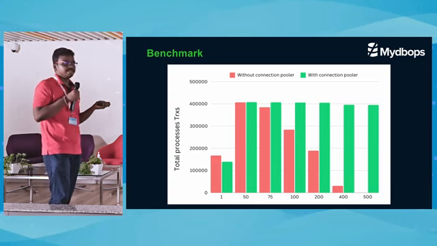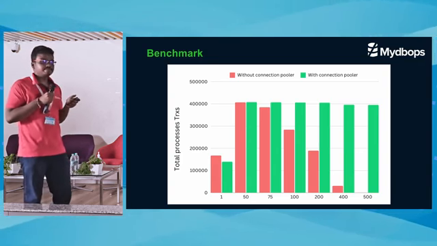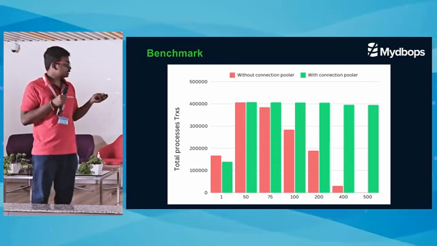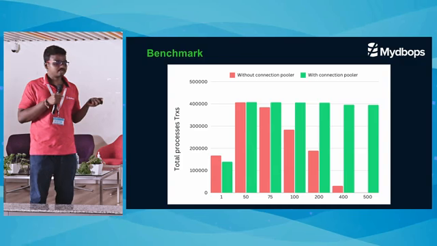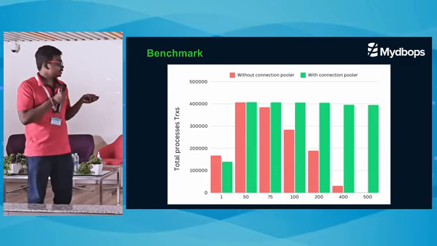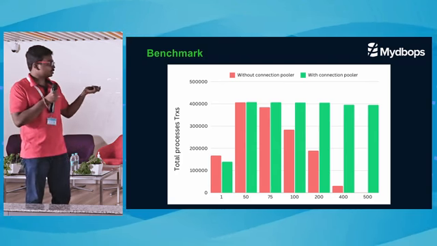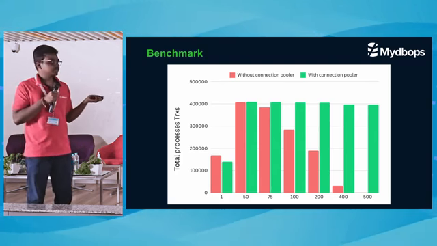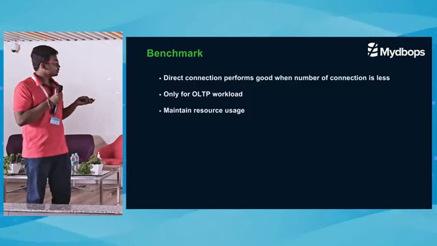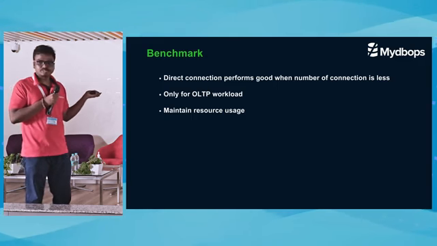What we can understand from this metric is that when you have very few connections, you can just go with the direct connection itself. PgBouncer is not going to be very important there. But when you are going to have more than 50 or 100 connections, you should definitely use PgBouncer. It will give you constant performance and also avoid overloading your DB with the number of connections. So this is the summary of the benchmark. Any questions on the benchmark?